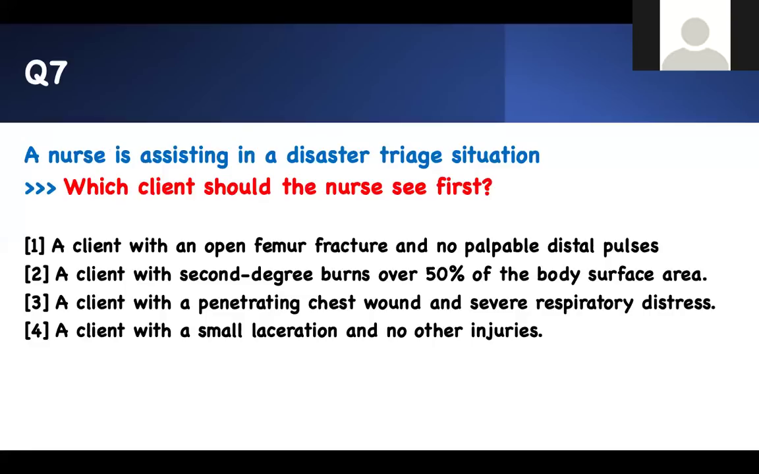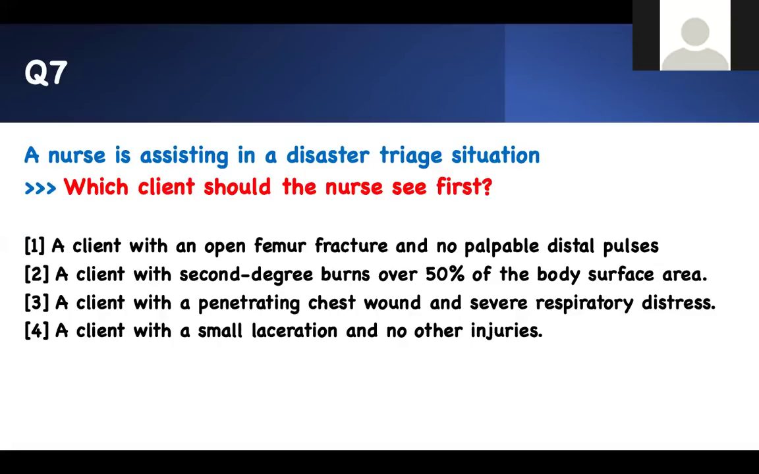What are red? Chest injury, shock, right? Those are the key aspects. Any chest injury or any amputation that is bleeding, right? Unstable wound, right? So look at it. This is a strategy. A client with open fracture and no pulse distally probably has bled to the point that it may be in shock, right?